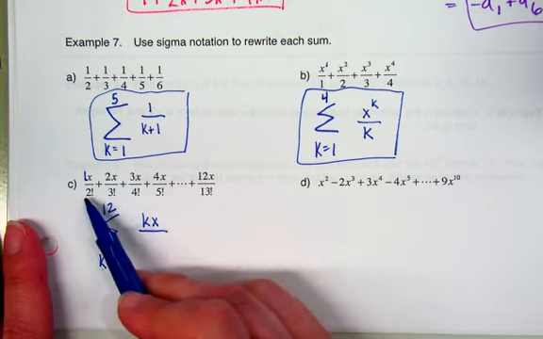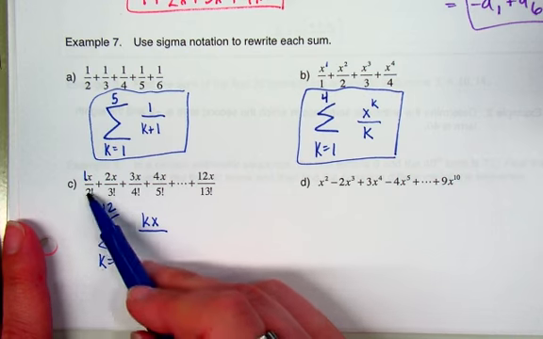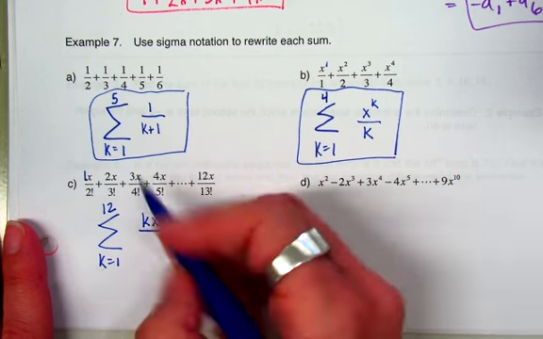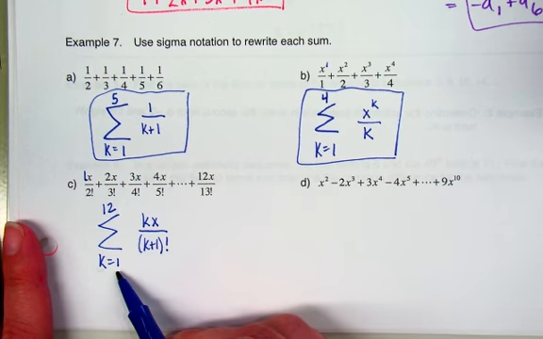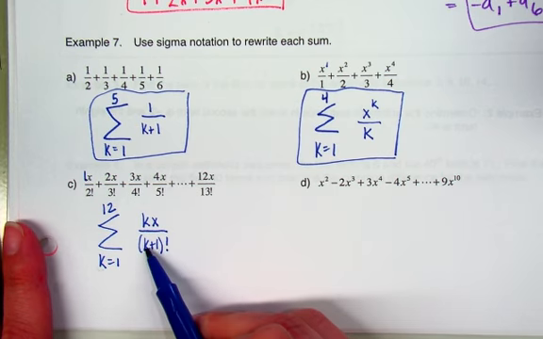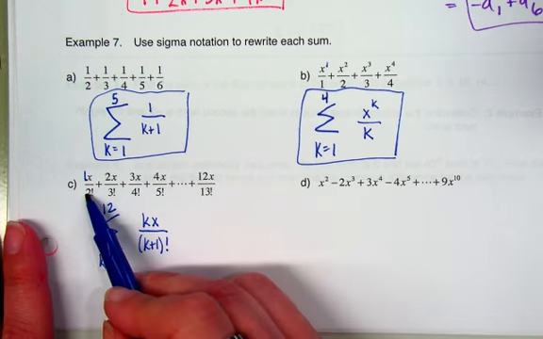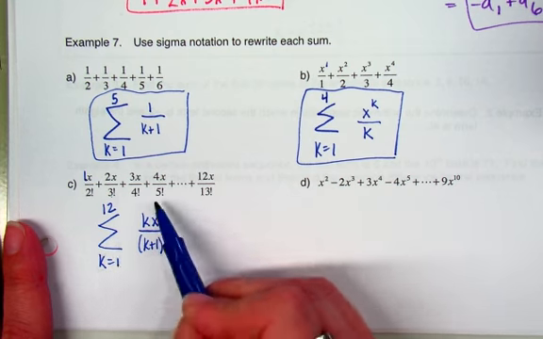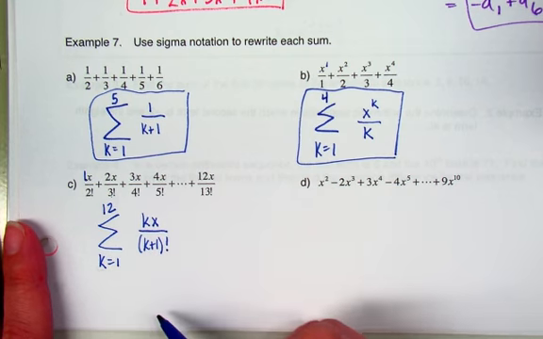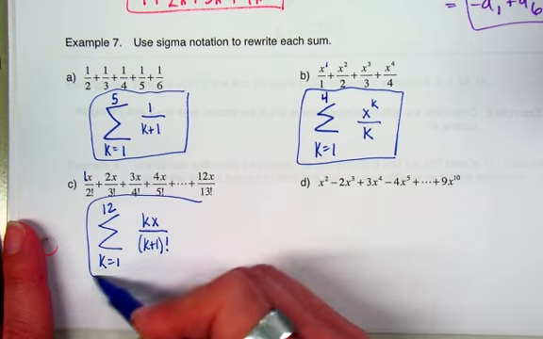On the bottom, though, it's not k factorial, it's k plus 1 factorial every time. Because you're starting with 1, so if I plugged in a 1, that'd be 1 plus 1, which is 2 factorial. For the second one, 2 plus 1 factorial, 3 plus 1 factorial, 4 plus 1 factorial, etc. And that would be a correct answer for C.